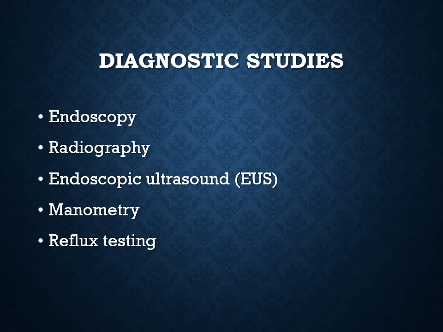Manometry or motility testing is a test that entails positioning of a pressure-sensing catheter within the esophagus and then observing the contractility following a test swallow. And reflux testing is an ambulatory 24-hour esophageal pH recording using a wireless pH-sensitive transmitter that is affixed to the esophageal mucosa.